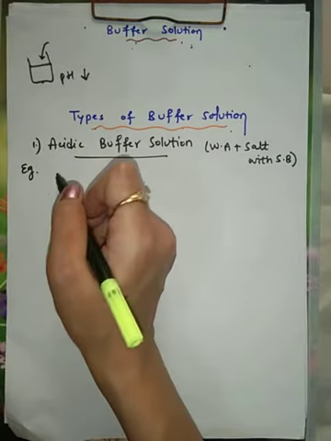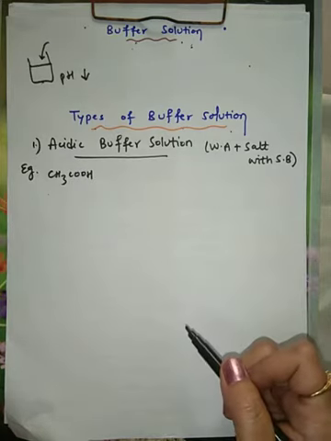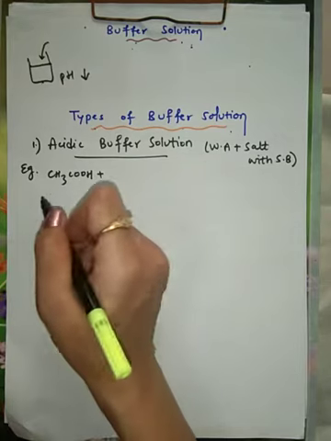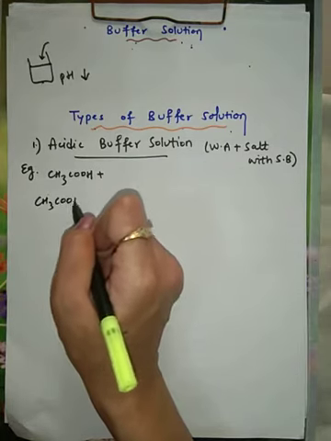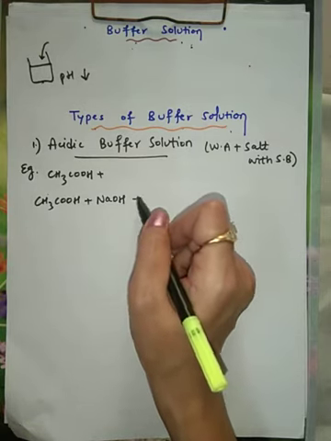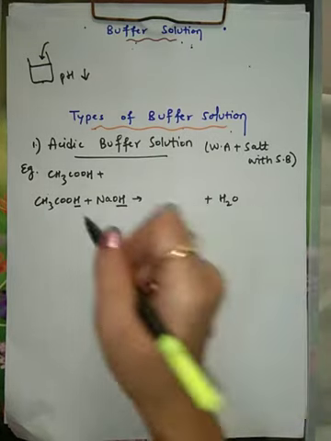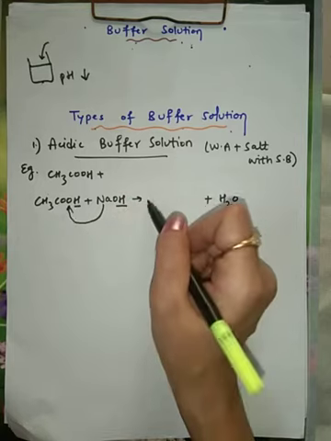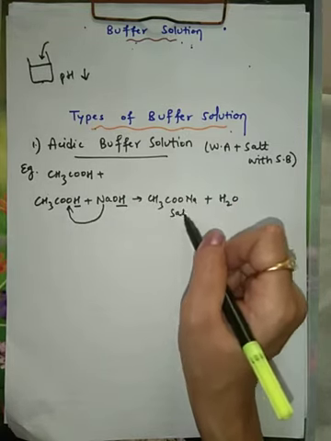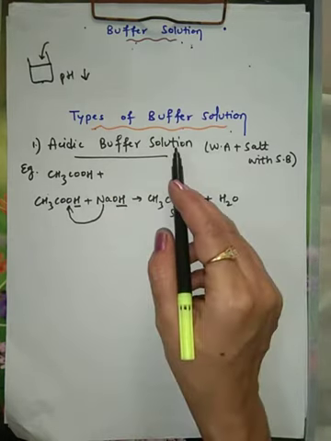Example of this will include acetic acid. We know the best example of weak acid is acetic acid, and the salt with the strong base. Now acetic acid, if I react with suppose strong base NaOH, we know what we will get. H and OH will combine to form water, and the salt formed will be CH3COONa. This is the salt formed, right? And this is the second component of your acidic buffer solution, right?